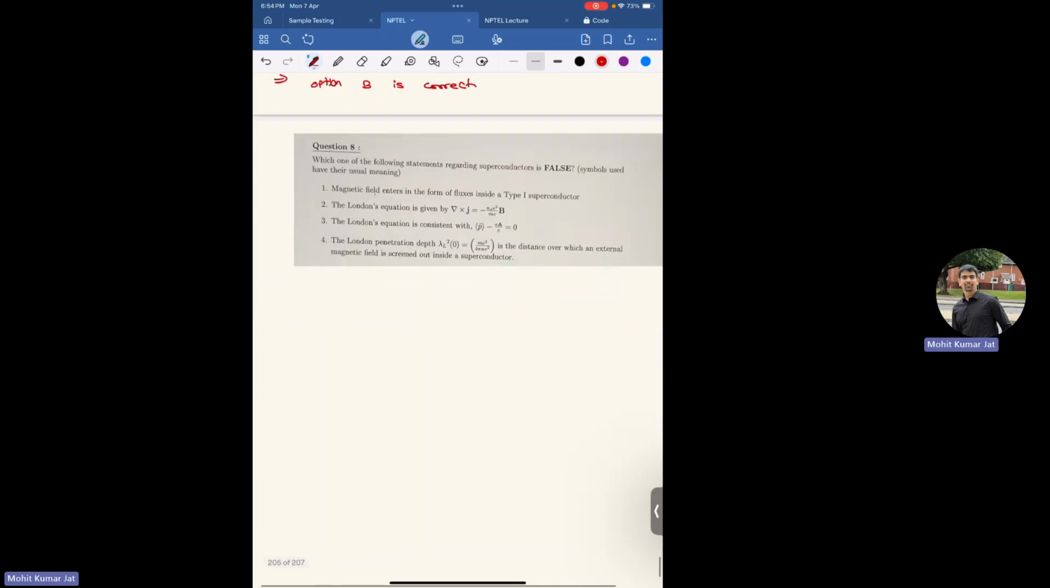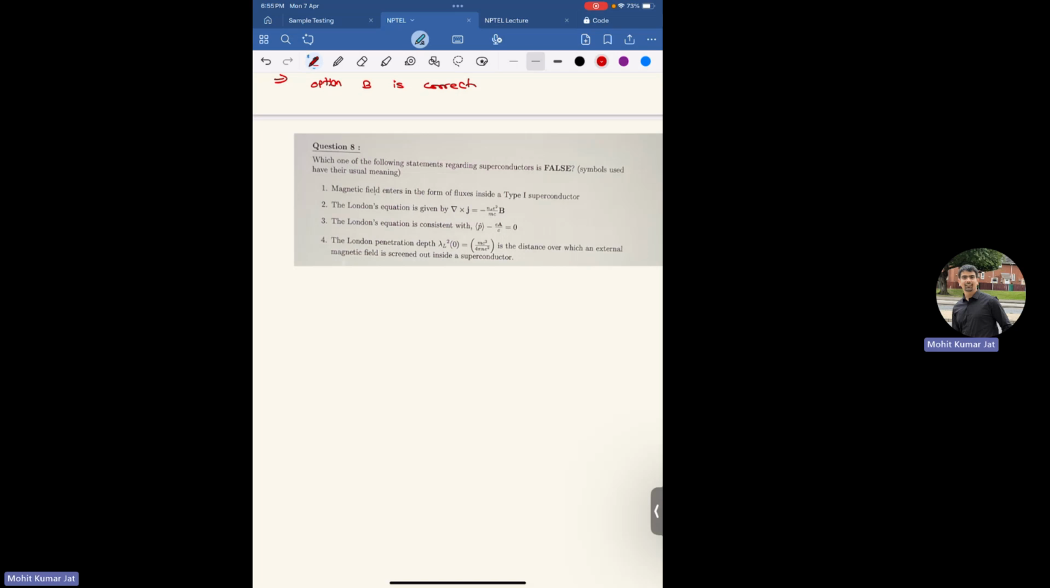Now moving on to problem number 8, which says which of the following statements regarding superconductors is false. The first option is magnetic field enters in the form of flux inside a type 1 superconductor. This is wrong because the magnetic field flux enters in type 2 superconductors, not in type 1. So this statement is wrong.